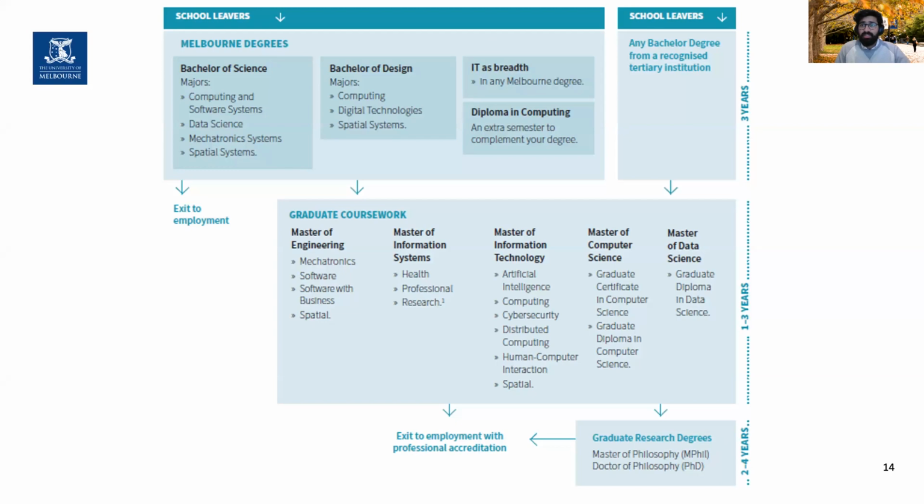Or look, if you decide that you don't want to go to Melbourne Uni straight away, you can go to a bachelor degree from any recognized tertiary institution. And if you decide, I think I want to take this a little bit more, I think I want to explore this a bit further and really dive down, then we have our graduate coursework options there. There's the Master of Engineering, Information Systems, IT. There's all these different options for you to explore your studies. And from then on, you can go into your employment as a professional, or you can take it further into research. But I think something we're probably all a bit more interested in hearing about is from our panel members.